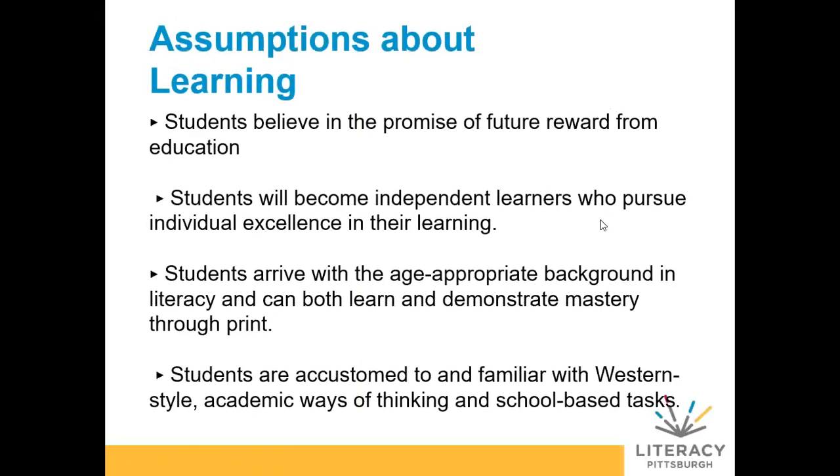Okay. And a lot of it requires us to think about our assumptions about learning. Okay. In Western learning, students believe in the promise of a future reward from education. We expect that they will become independent learners. We expect that they have a certain background, and that print, writing, reading is one way that they will demonstrate their mastery, and that they are accustomed to school thinking, okay? School-based tasks, school ways, academic ways of critical thinking.